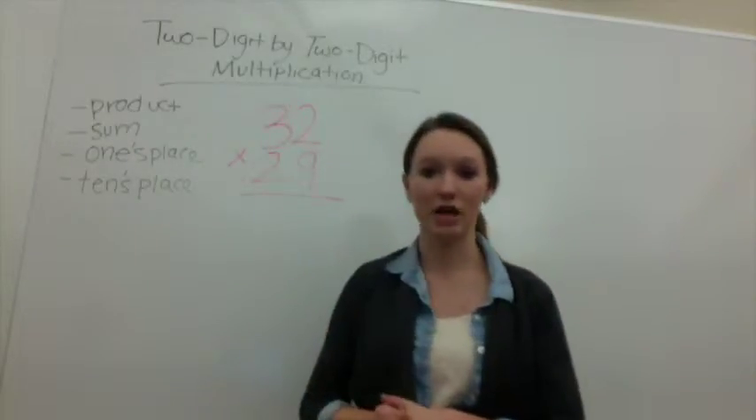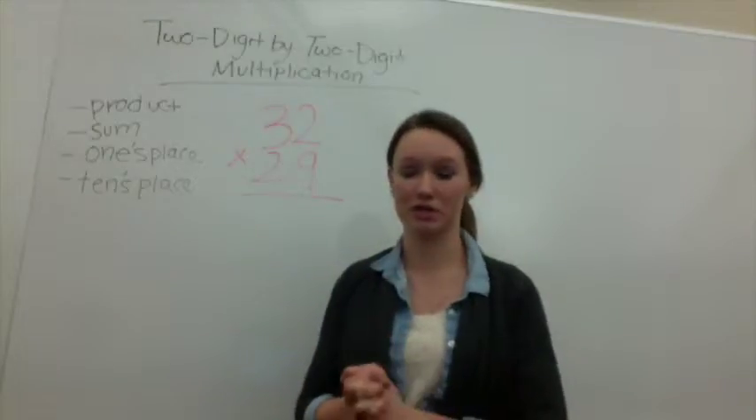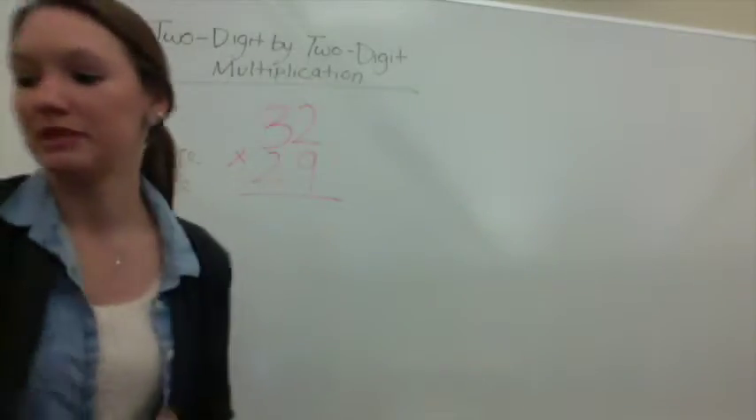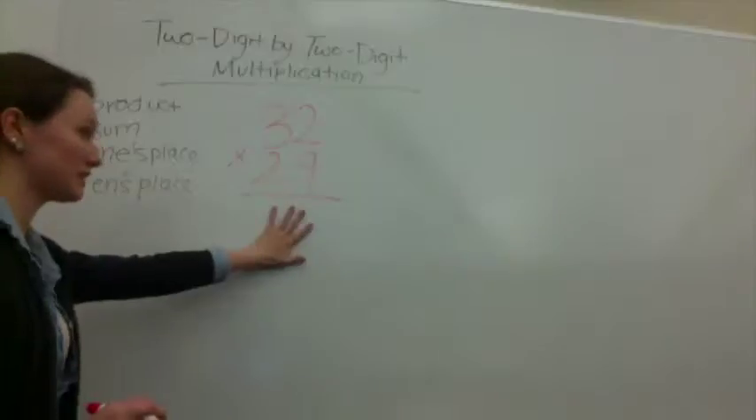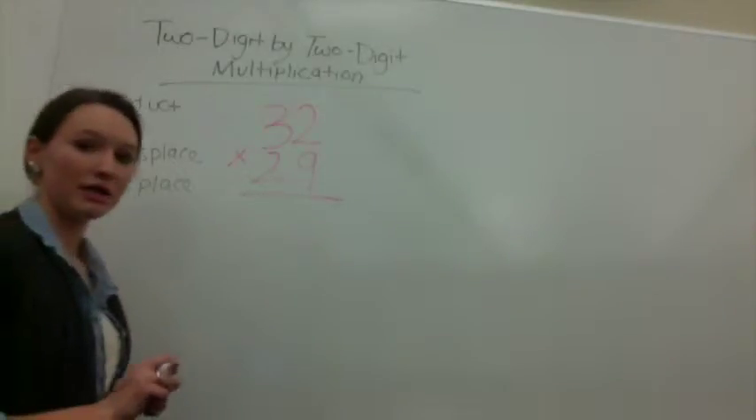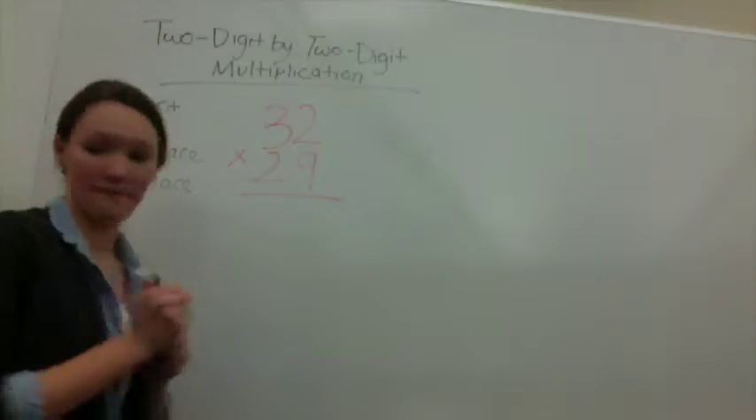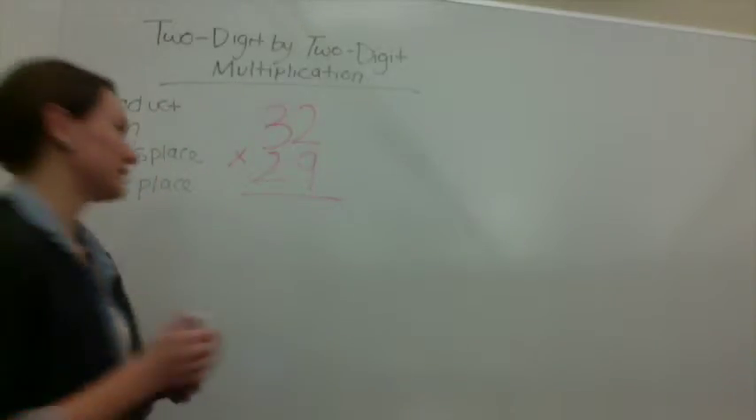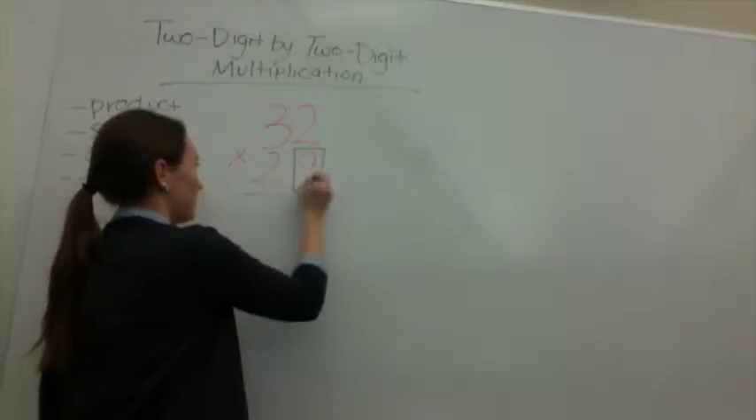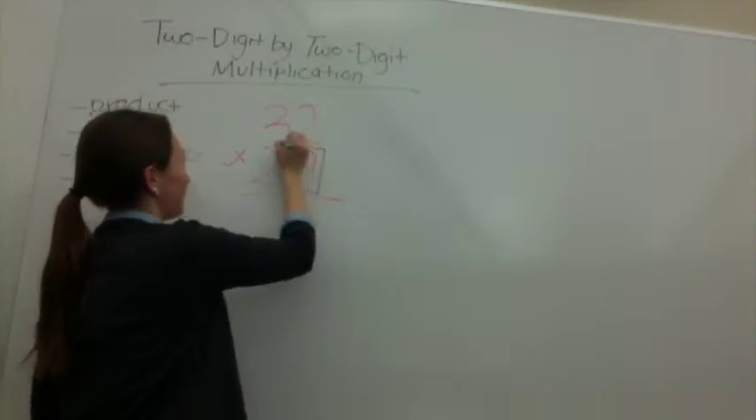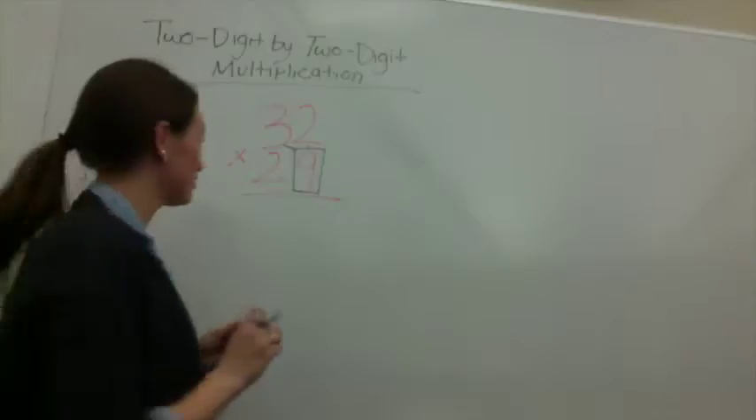So we're going to start by using a traditional method, a traditional algorithm, which is simply setting up just like this. The first thing you want to do when you're multiplying this way is you're going to multiply our 9 by both the 2 and the 3. So we're going to start with the 2.